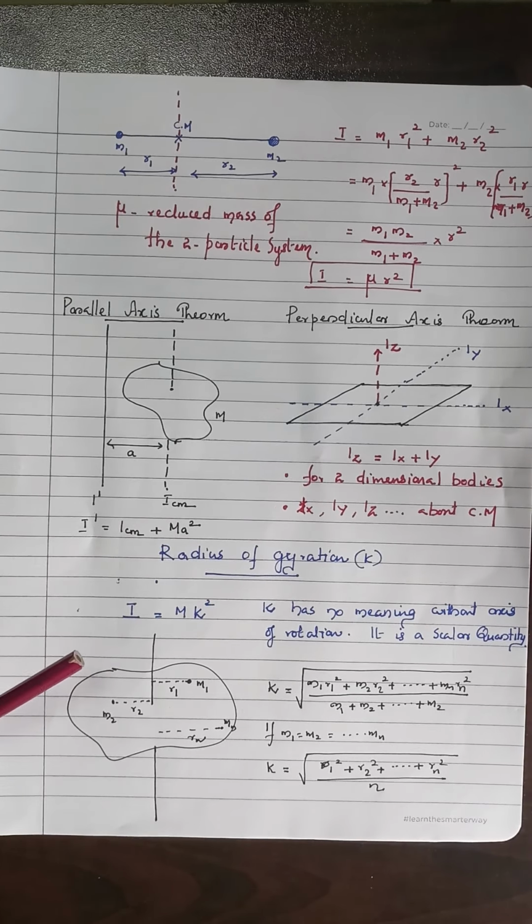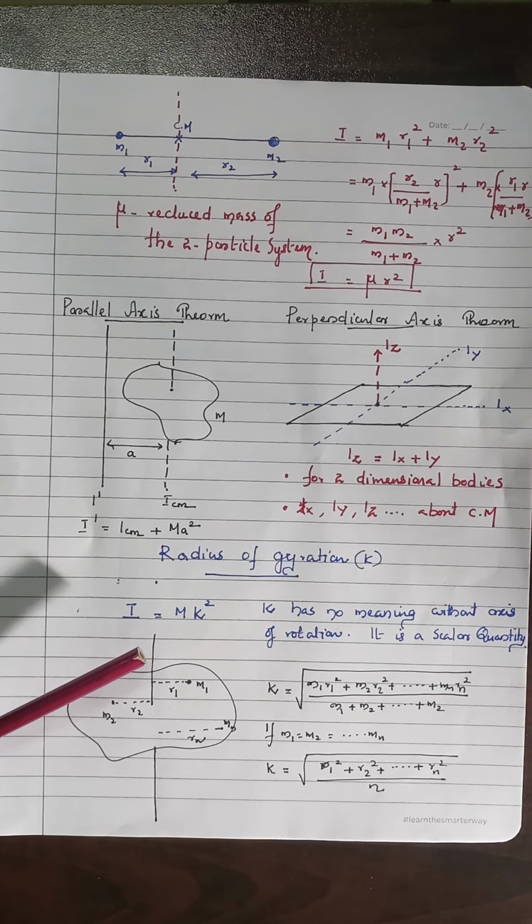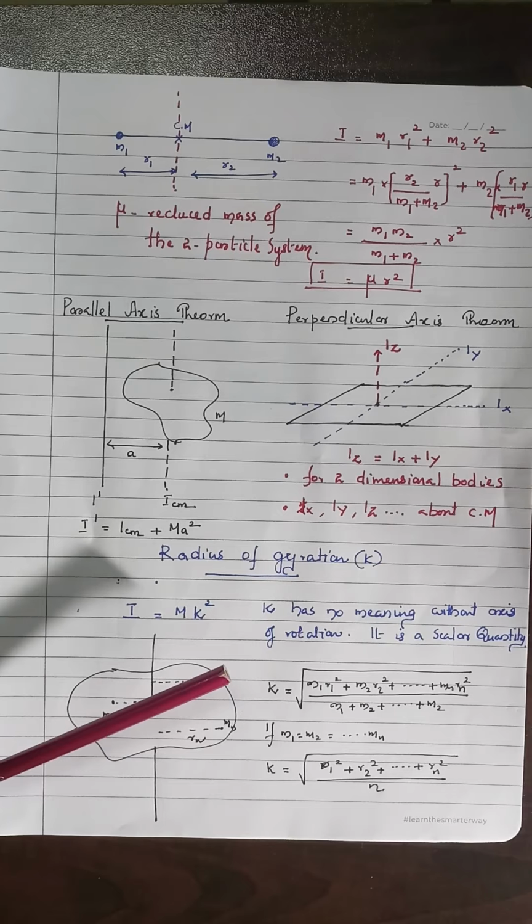The radius of gyration, it's a very important one. We can replace a bigger body by a point particle placed at a radius of gyration. So we can find the moment of inertia of a body, knowing the radius of gyration, by just multiplying the mass with the square of that radius of gyration. It will give the moment of inertia. And keep in mind, it has no meaning without the axis of rotation. And keep in mind, it is a scalar quantity.